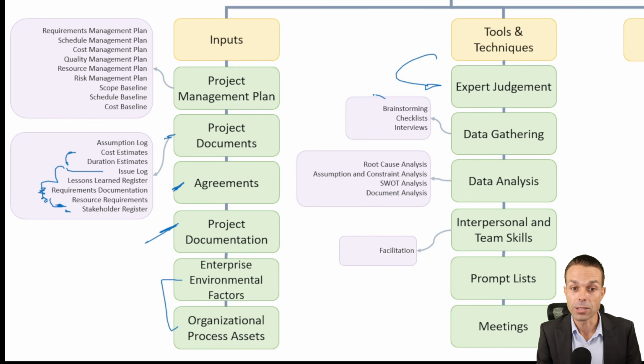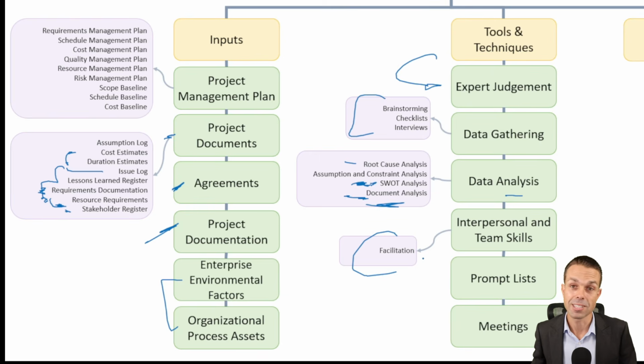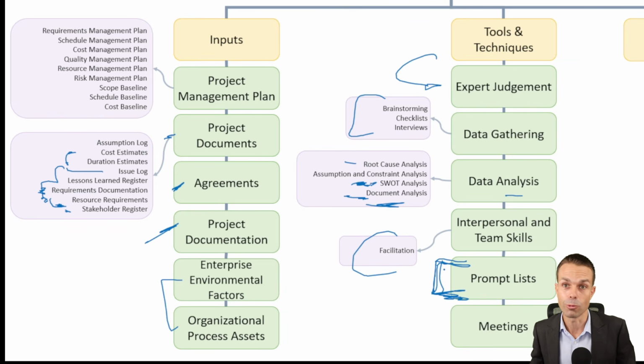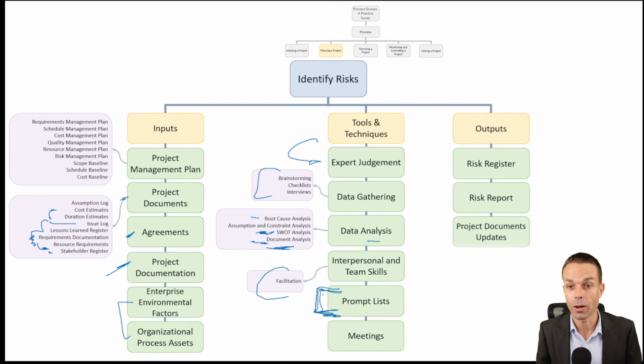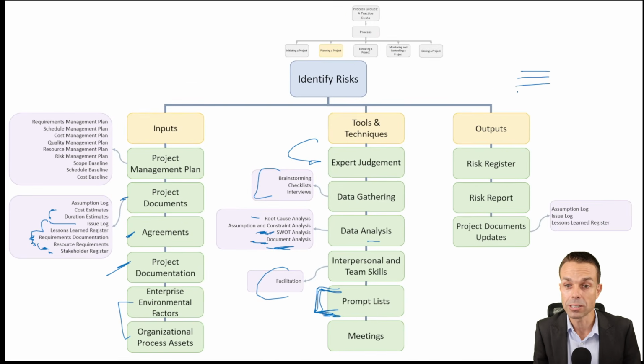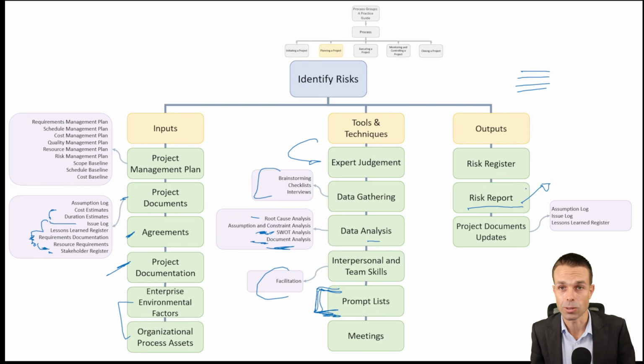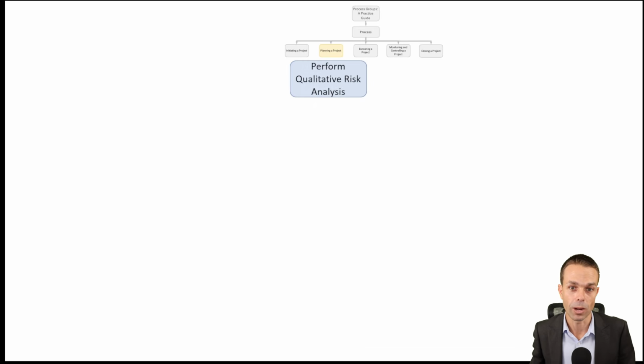Data gathering, brainstorming with those people, data analysis, doing root cause analysis, and facilitating prompt lists. So we might have categories of risks that will help us, or they're prompting us for risks that we might have, and of course meetings to tie it all together. The outputs that we have is the risk register itself, the list of risks and their categorization. Risk report, which we send out to stakeholders on a regular basis just to make sure that they're up to date on any project risks, and the project documents updates, any assumptions or issues that come up along the way.